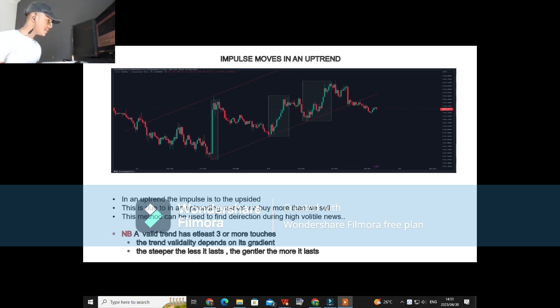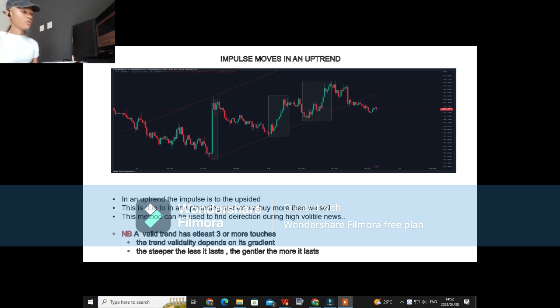A valid trend has at least 3 or more touches. The trend validity depends on its gradient. The steeper, the less it lasts; the gentler, the more it lasts. So you have to be perspicacious about the gradient of the trend, because mostly gentle gradient trends last longer than steep trends. You know what I'm saying? We'll check it after on TradingView. I'll show you what I'm talking about.